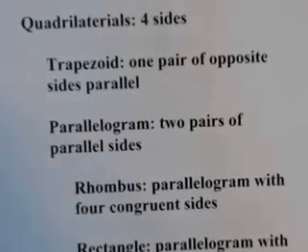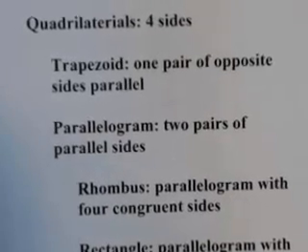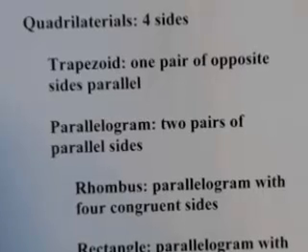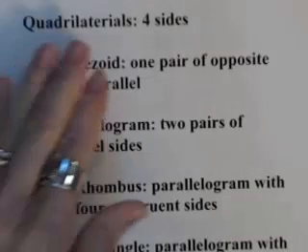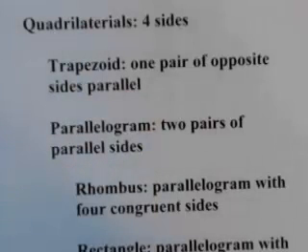In talking about quadrilaterals, which is the next polygon, a triangle has 3 sides, a quadrilateral has 4 sides. So this is the general name for a 4-sided polygon. Then the quadrilateral has different shapes, and those shapes have different properties.